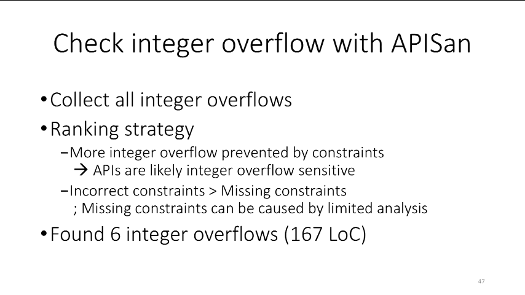Ranking strategy is as follows. First, the more integer overflows prevented by constraints, the more we know these APIs are likely integer overflow sensitive. And we give a higher rank to incorrect constraints than to missing constraints, because missing constraints can be caused by our limited analysis. We have found 6 integer overflows by using less than 200 lines of code.